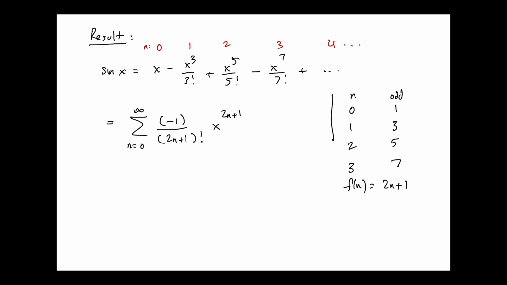Okay, what about the odd ones? They're all minus. So if I do -1 to the n, well, if n is an even number, then what's -1 to an even power? +1. What's -1 to an odd power? -1. So does the pattern fit? Yes? Okay. So this is the Maclaurin series for sine of x.